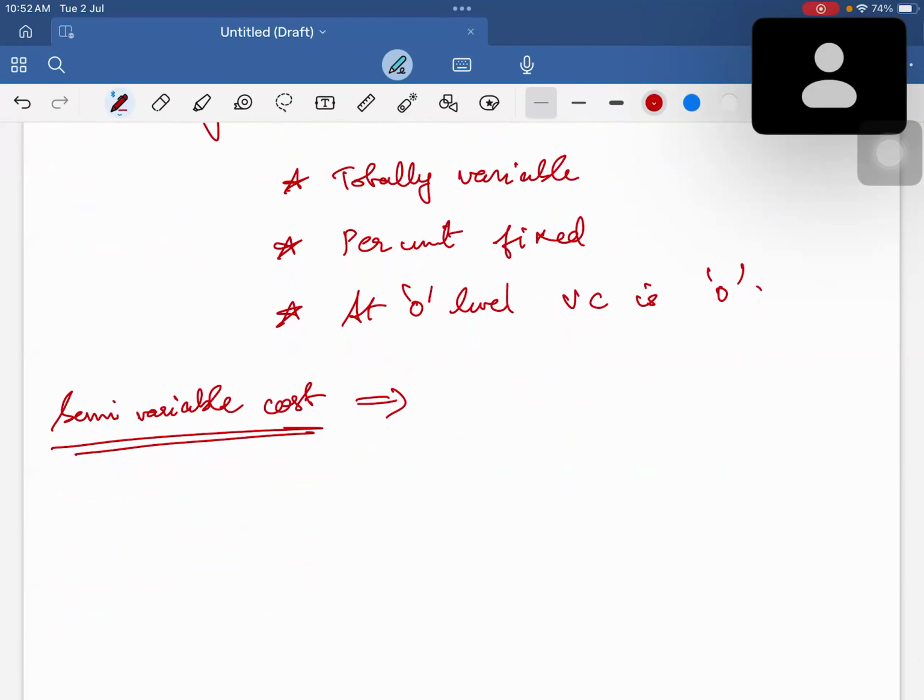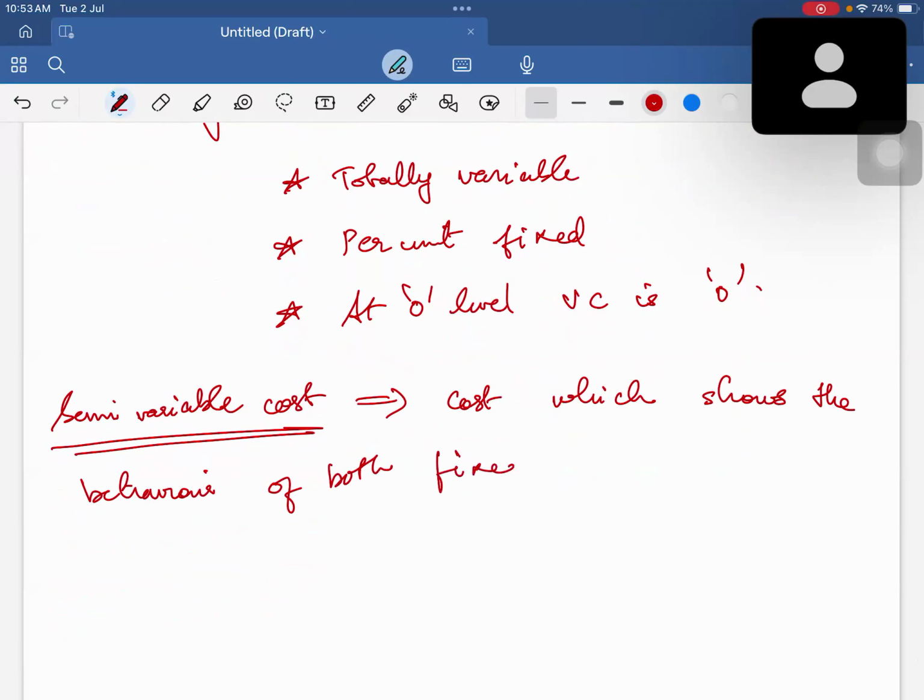Next is semi-variable cost. Suppose there is a cost which is going to have two characteristics altogether. That is, some part of the cost is fixed and the other part is variable. In such a case, this is called semi-variable cost. That means it has the best of both things. For example, electricity bill.